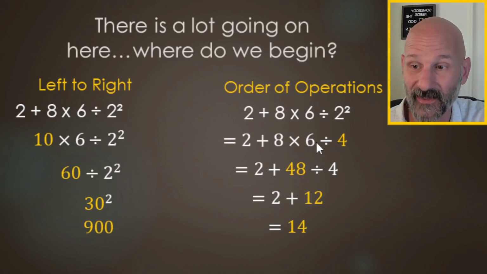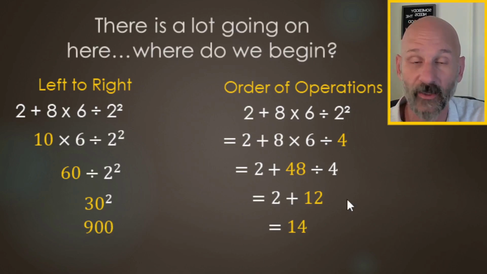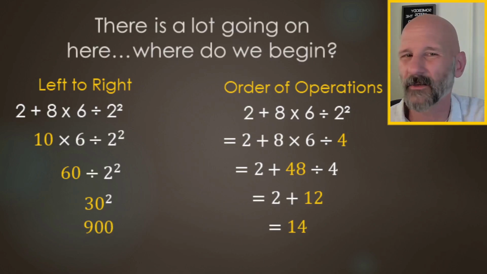So 8 times 6 would make 48. Then we take that 48 divided by 4 makes 12. And now last we're doing our addition subtraction. So 2 plus 12 to make 14. So you can see we end up with two totally different numbers here. One is the correct way, and the other way, left to right, doesn't always work.